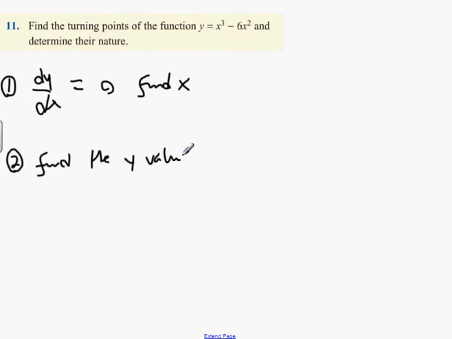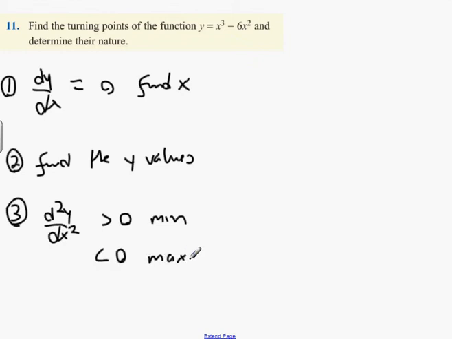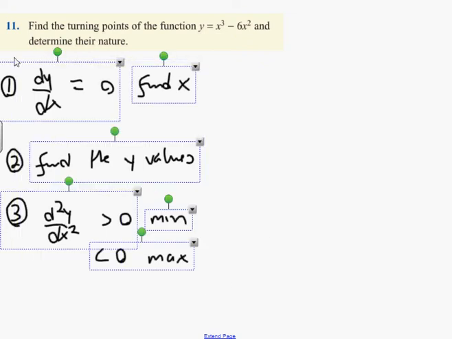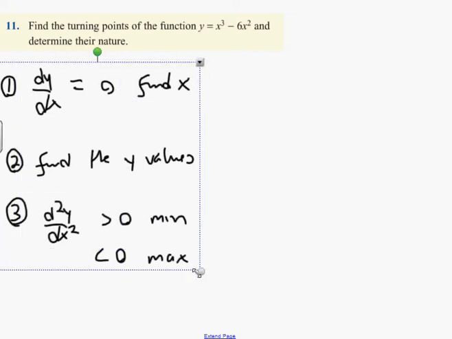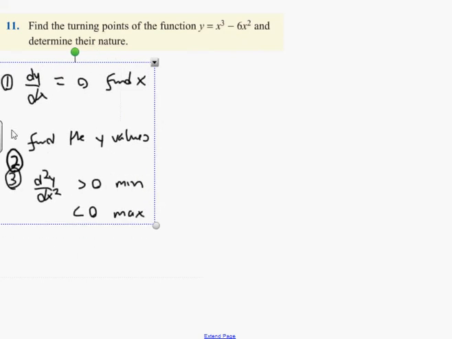Then step 3 is get the second derivative. If the second derivative is bigger than 0, it's a what, guys? Min. And if the second derivative is smaller than 0? Max. Learn it off by heart, it's not in your tables. If you don't remember, you can't do the question. That's just the way they work.